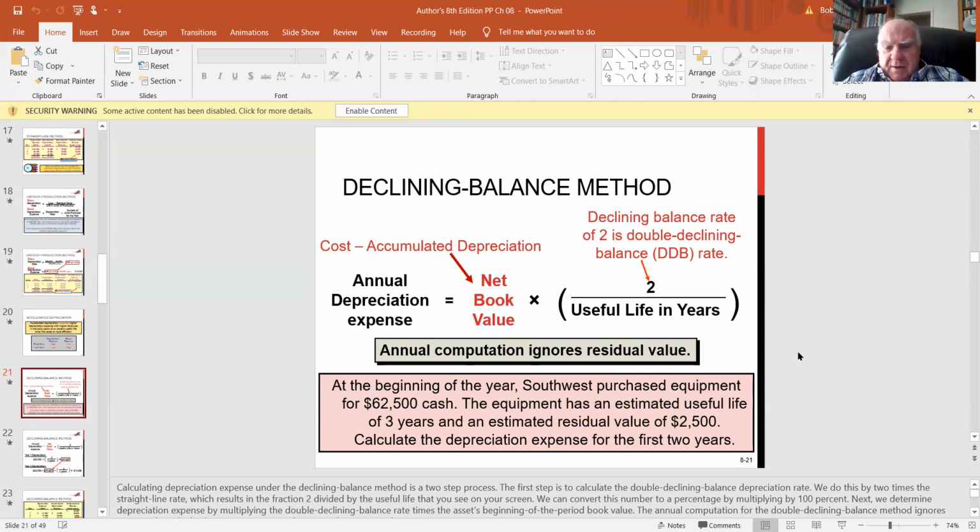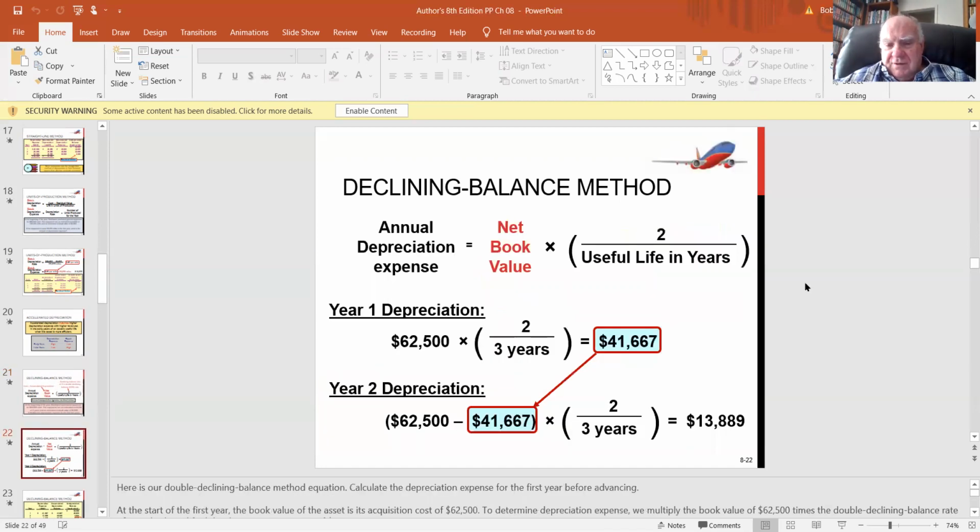We have the same machine purchased under the same scenario. Calculate the depreciation expense for the first year. Double declining balance rate is double the straight line rate. So the straight line rate was 1/3 a year, right? It was 3 years. Straight line was 1/3. This means that in the first year, under this method, we're going to double that 33% up to 66.